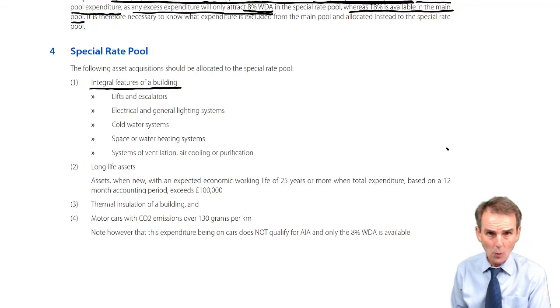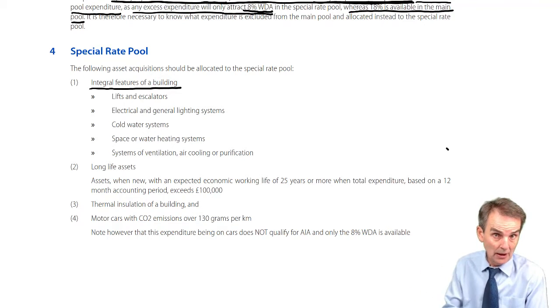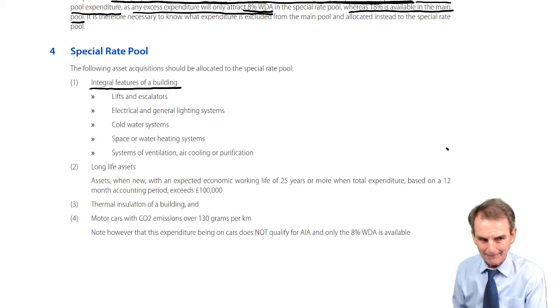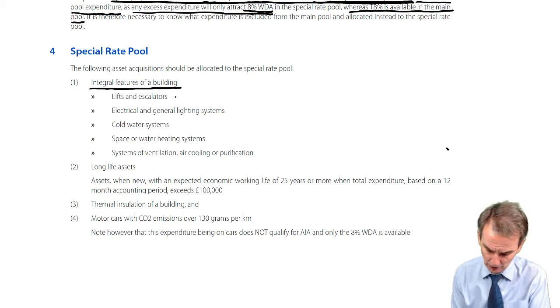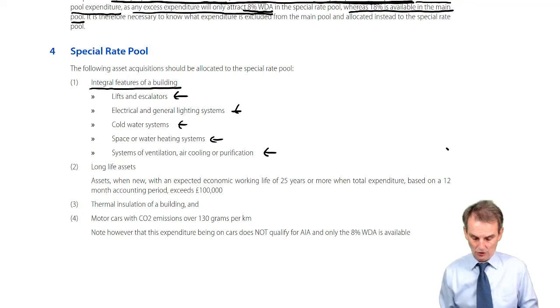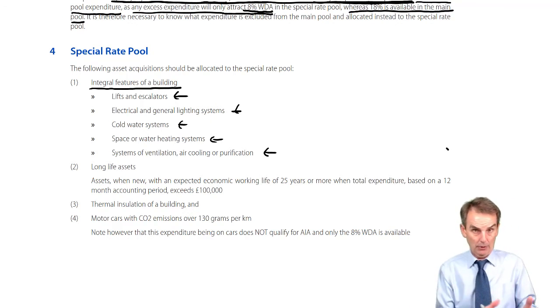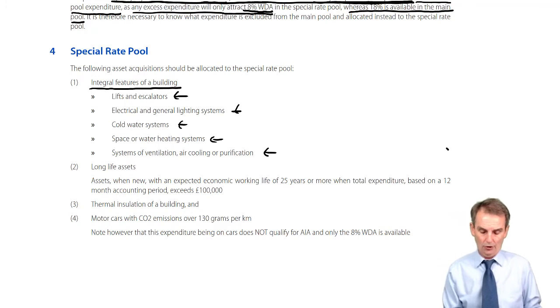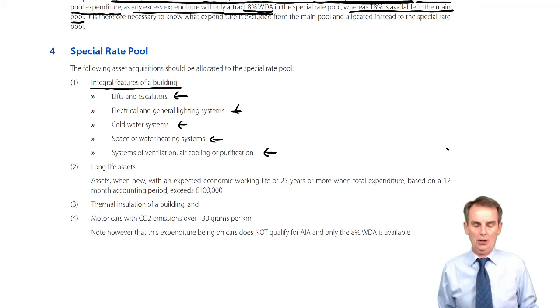Now again, we know what they are. We had that list earlier, we spoke of it in our first lecture on capital allowances, but to remind you: things like lifts and escalators, electrical and general lighting systems, cold water, space or water heating systems, ventilation, air cooling, air conditioning, etc. All of these are integral features. So that part of the cost of the building, don't worry, if it were applicable, you will be told what the integral features are and what those specific costs are, then that would be special rate pool.